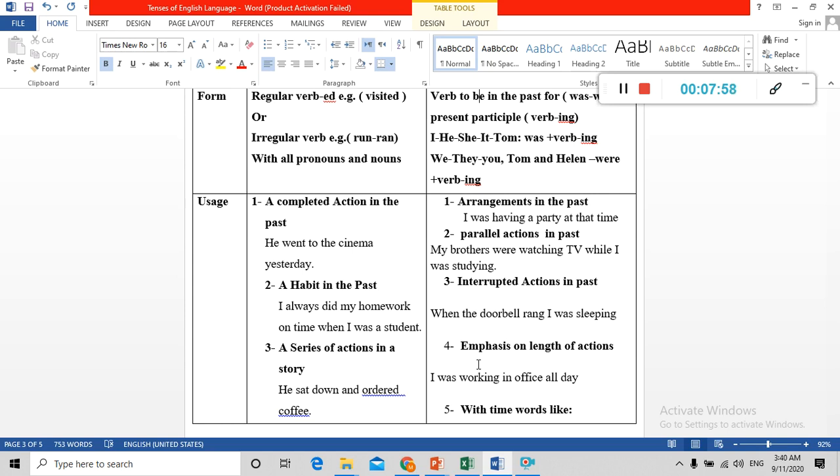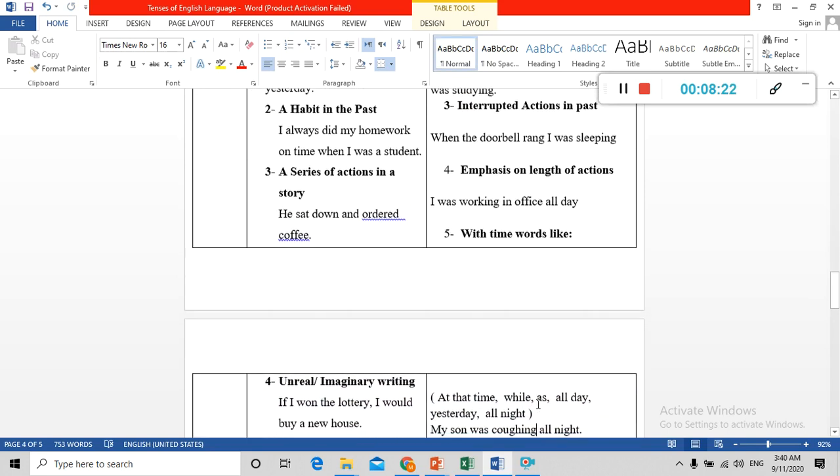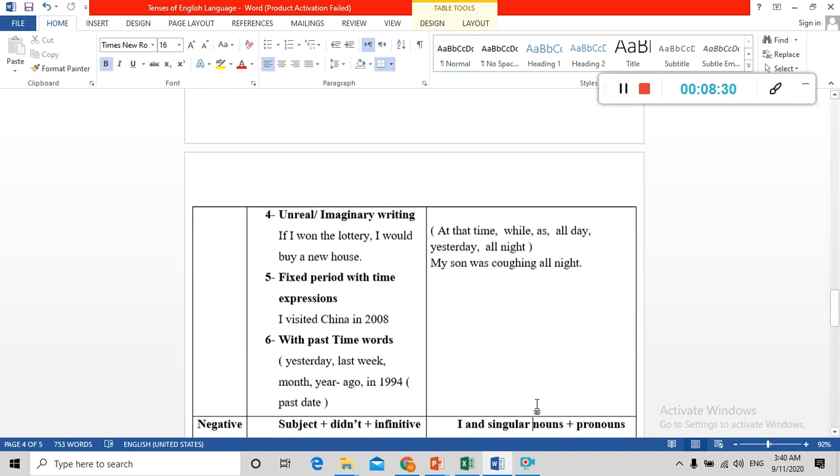Number 4, emphasize on length of the action. Of course, it's past continuous. When I want to focus on the length of the action, I can say I was working in the office all day from 6 o'clock to 10 o'clock, for example. And as you know, with time words like at that time, while, as, all day, yesterday, all night. For example, my son was coughing all night.